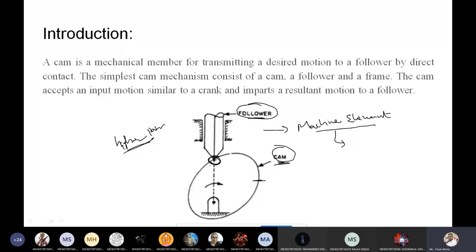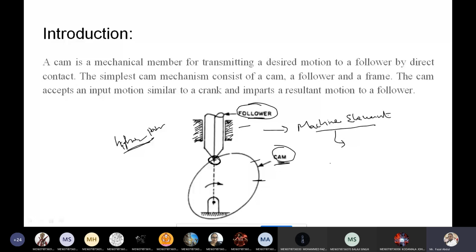The simplest CAM mechanism consists of one CAM, one follower, and one frame. This is the frame, the supporting frame. The frame and CAM accept the input motion. CAM is accepting the input motion. So where can we find the input motion?